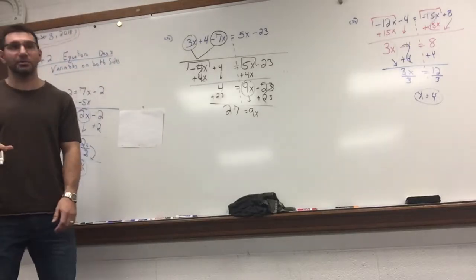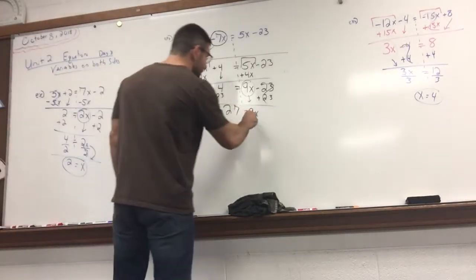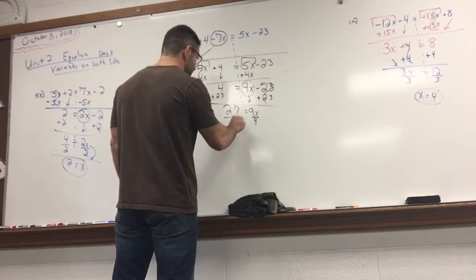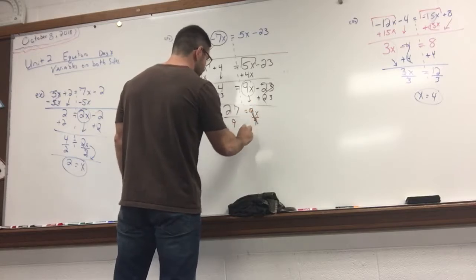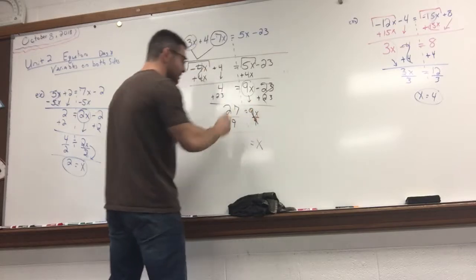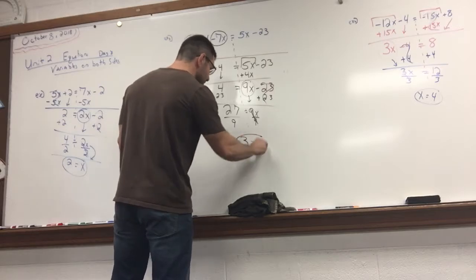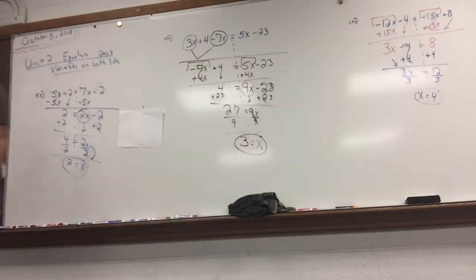Now we isolate the variable. We're almost done. Divide by 9. So x then equals 27 divided by 9, which is 3.